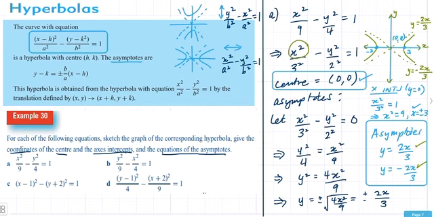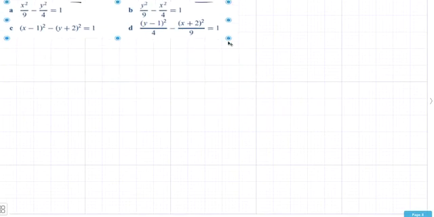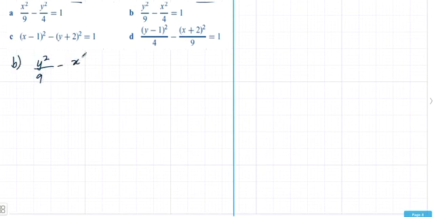Okay, so we can do the other ones now. They're all kind of similar. Once you've done one, we'll just put this on the next page so we can see it. Okay, so this one, very similar, the next one, sort of just around the other way. And we'll do all the steps. So for B, we've got y squared on 9 minus x squared on 4 equals 1.